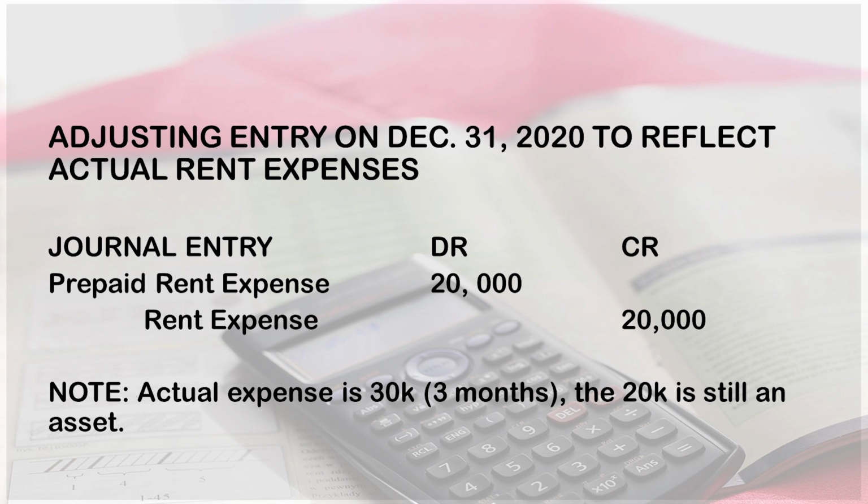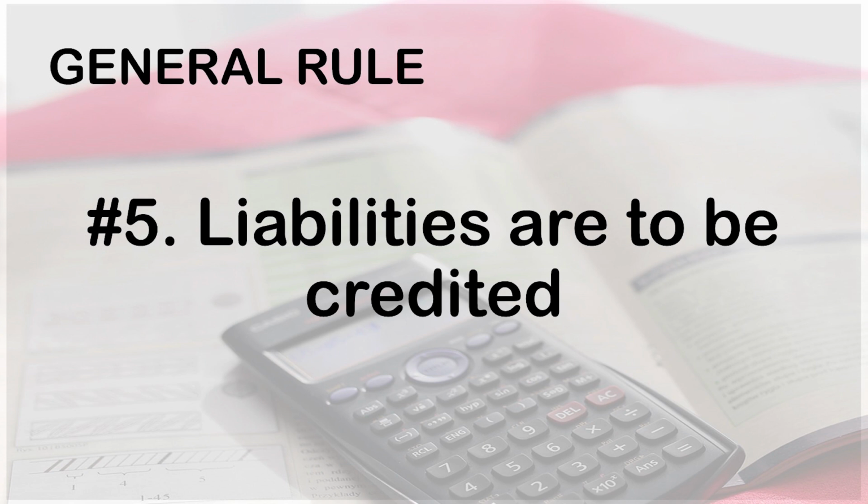Analyzing further our adjusting entry on December 31, at the end of the period, we have now a prepaid rent debit of 20,000. This prepaid rent debit of 20,000 is considered asset. The only expense amount is 30,000. The 20,000, although it is part of the payment, remains for accounting purposes an asset. That's why the account title is prepaid expense, because it's not yet incurred as an expense. Let's go now to rule number 5.